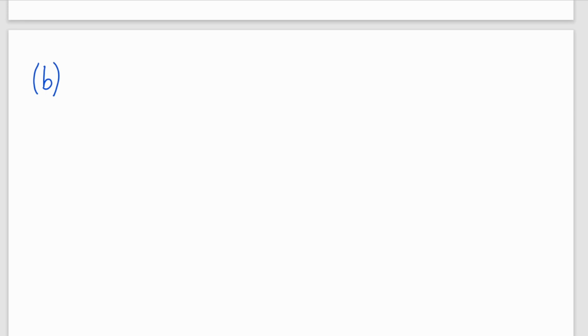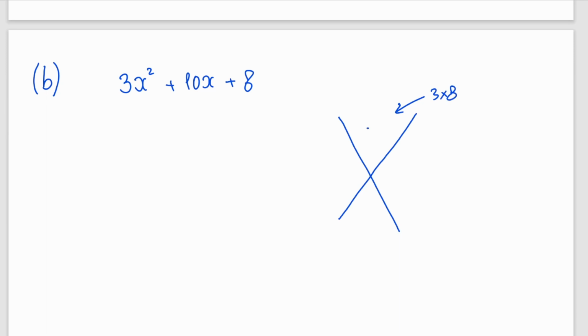Okay, let's try a couple of more questions. So equation B is going to be 3x squared plus 10x plus 8. Again, draw a cross somewhere on the side. On top of the cross is a product of A and C, 3 times 8. That's 24. And then at the bottom, I'll just copy the number next to x. We'll have to guess the two numbers that multiply to get 24 and add up to 10. And if you think about it, the numbers are going to be 6 and 4. 6 times 4 is 24, and 6 plus 4 is 10.